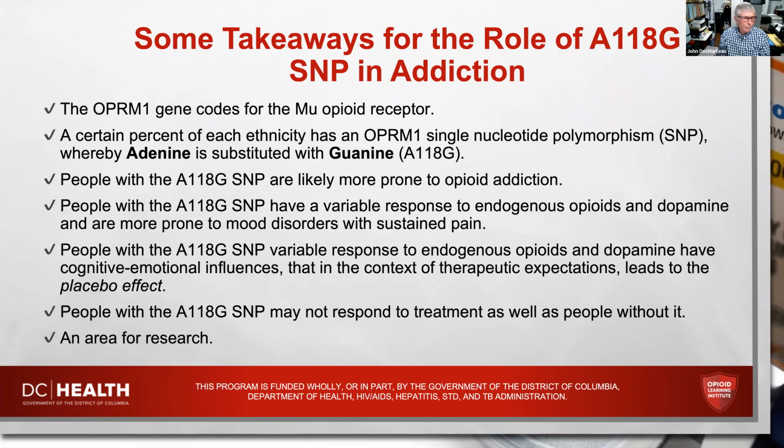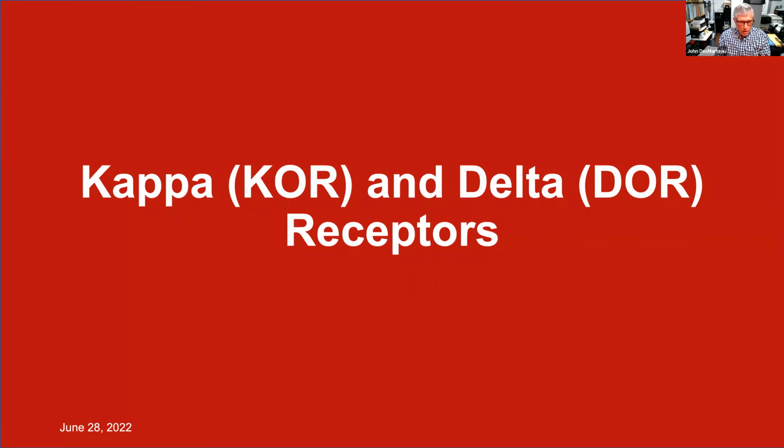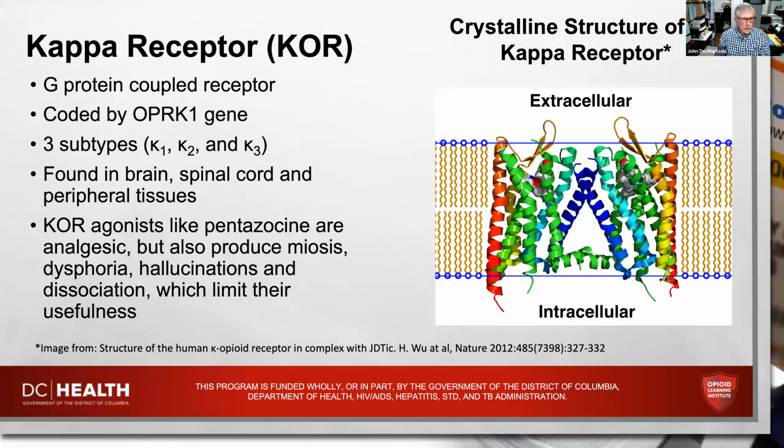They were aspirin. People with the SNP might not respond to treatment as well as people without it. And it's a big area for research. Okay, so we're going to go on now to the Kappa.